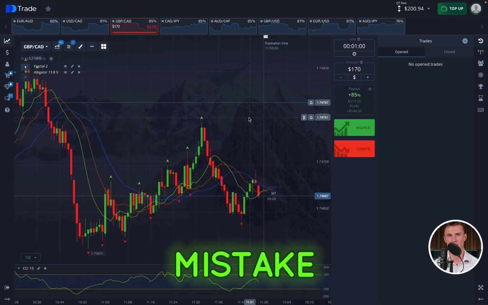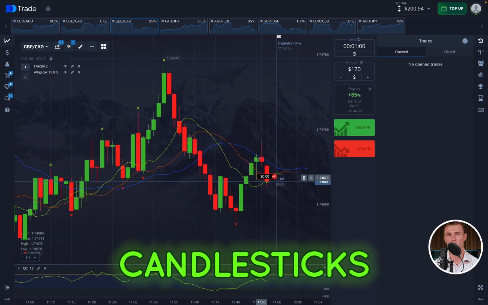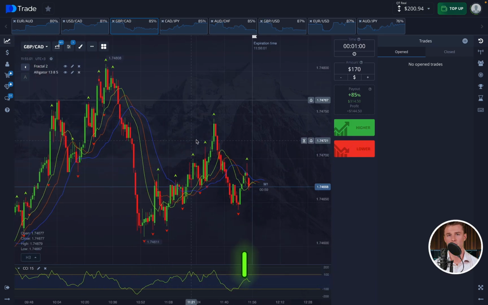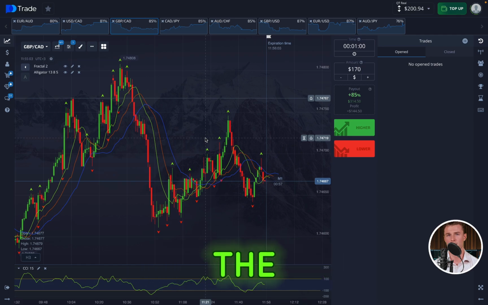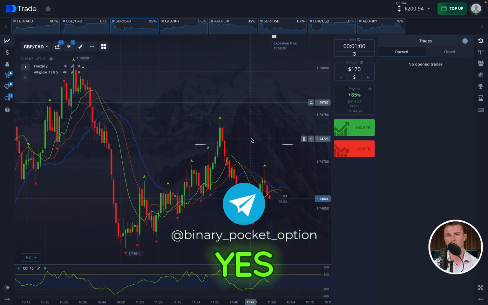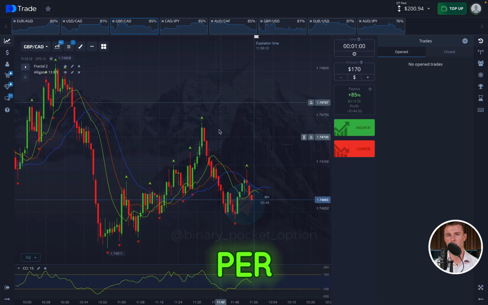Still, I made a little mistake here, most likely a pullback. In these 4 green candlesticks I have ended, and further dynamics of movement, I again followed down the actual direction of the trend. Perhaps here I have a reversal. Yes, actually, now I will bet $200 per trade.